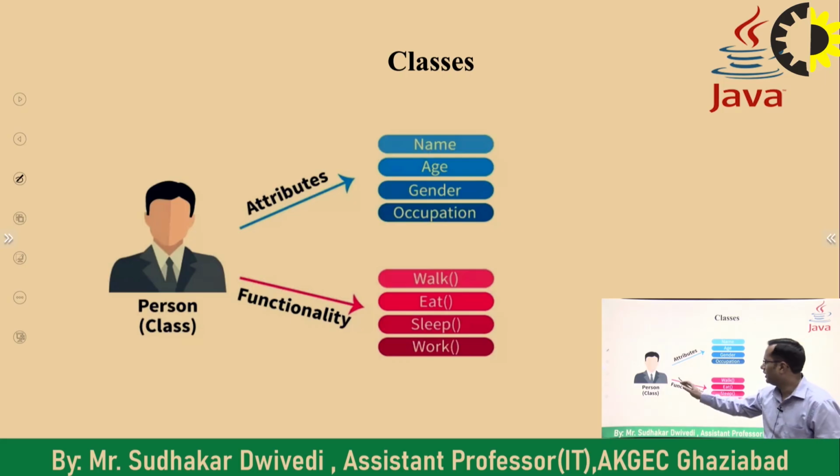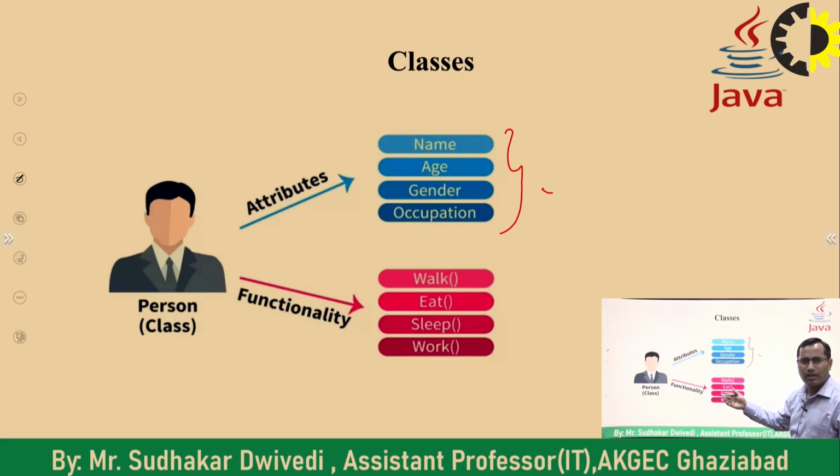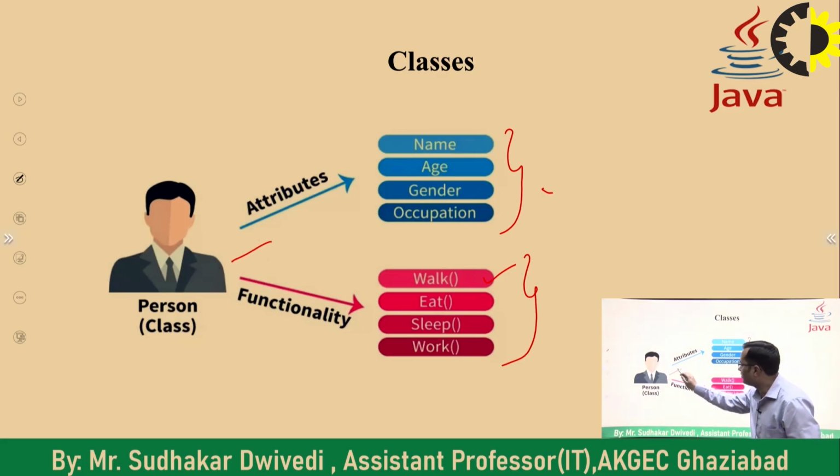Like a person has some attributes: a name, an age, a gender, an occupation. These are all attributes. And this person performs something; he has some functionality to do. He can walk, eat, sleep, and work. So this is his functionality. So actually, this person can be represented as a class.